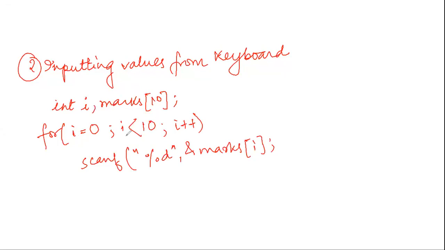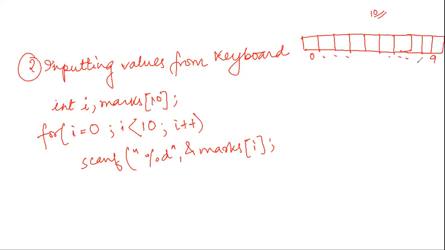So what does this mean? Once I have declared the array, this is my scenario in memory. These are the 10 spaces allocated, starting from 0 and going to 9, right? And I am starting my i from 0. So first my i is equal to 0. It will check the condition: 0 is less than 10. Yes. If it is true, it will enter the loop. Then the statement is scanf, that is, take one input.